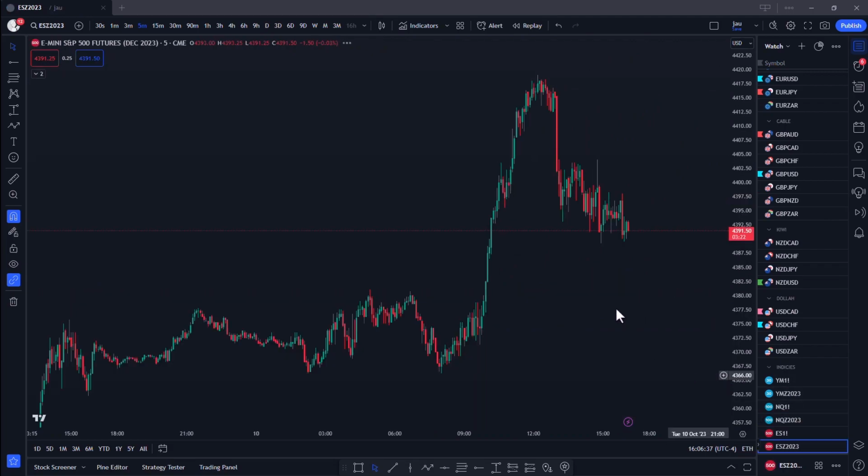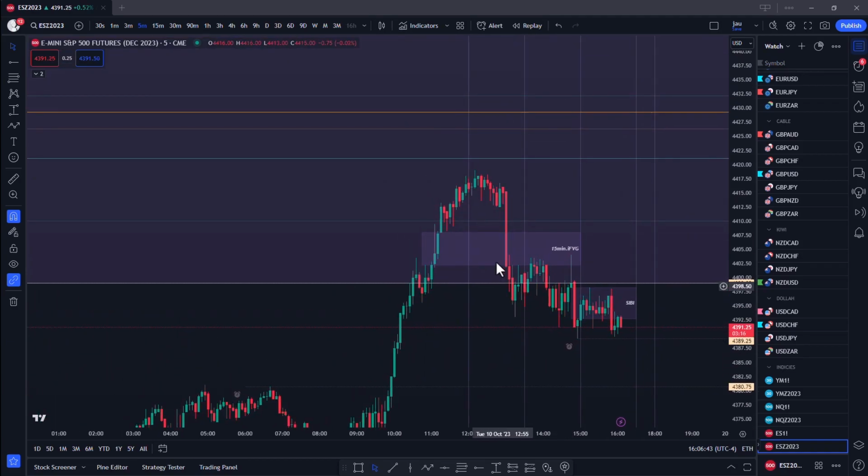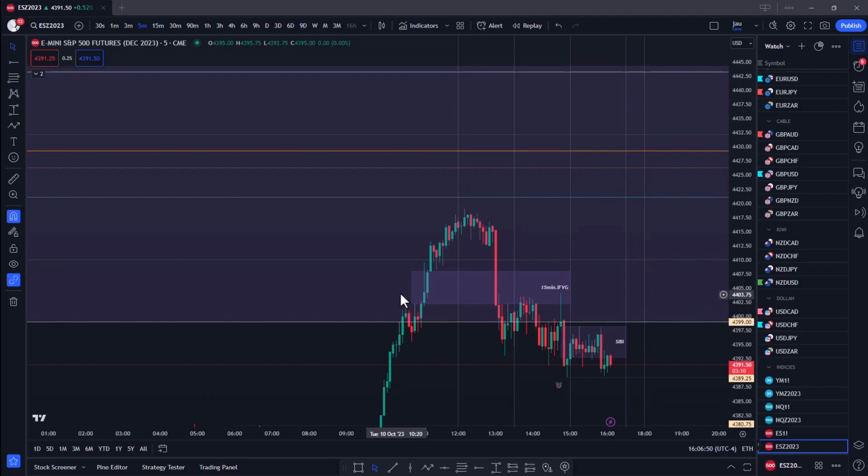So after we went to the upside, the first thing I noticed was the fact that we did not hit the consequent encroachment of the daily sell side imbalance. So if you remember, this shaded area is the sell side imbalance from the daily chart, and this light blue line is the 50% of it, the consequent encroachment.